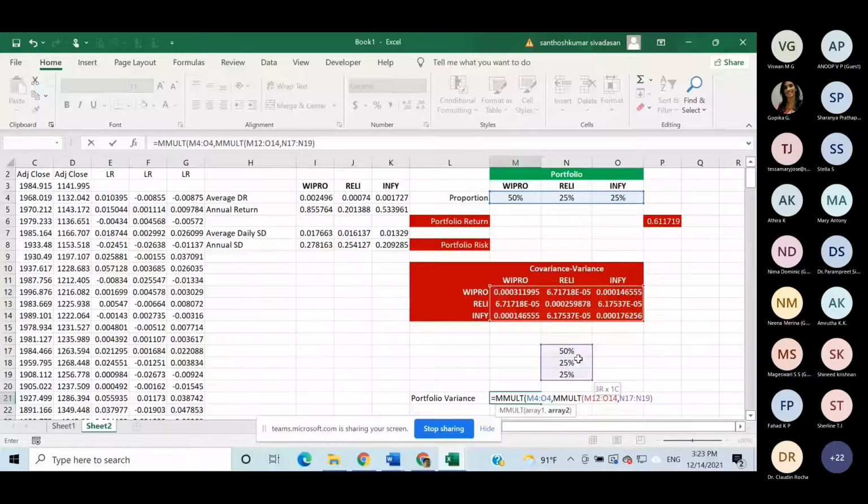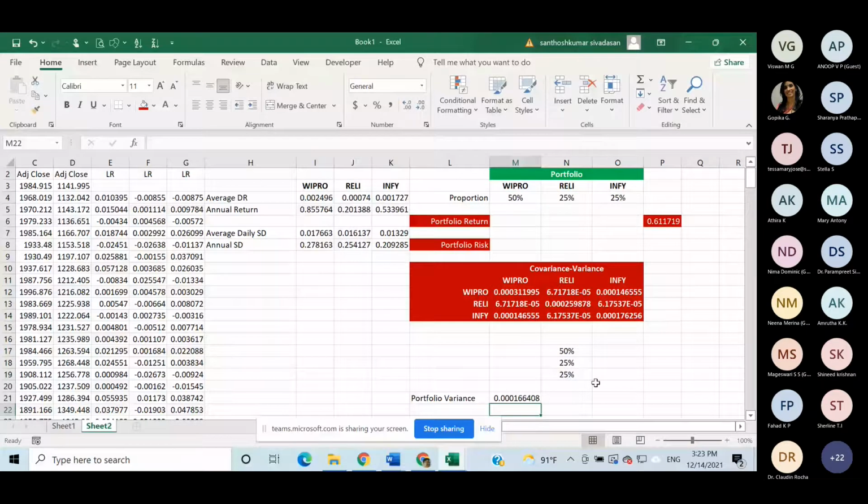So what I have done here for portfolio variance is simple. I have multiplied the proportion matrix with the product of the variance covariance matrix and the proportion matrix. So it will give you the portfolio variance. This is the portfolio variance.